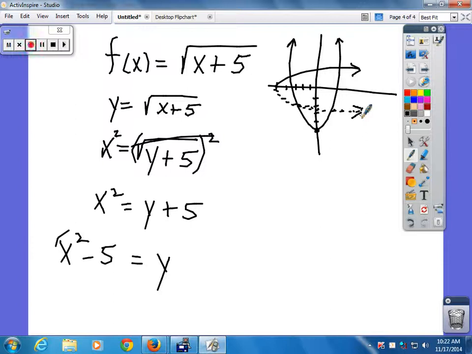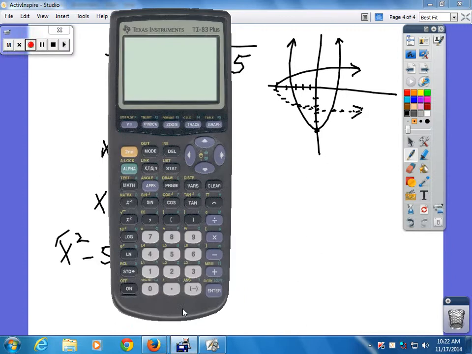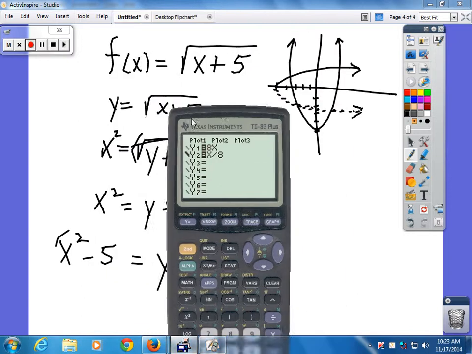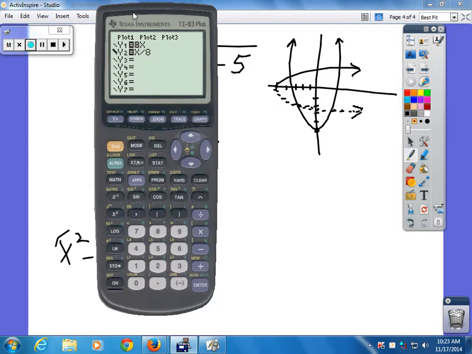Of a negative number. Negative 5. I mean, if you can't, this doesn't exist. Now, if you were to do it on your graphing calculator, the first one is square root of x plus 5, square root of x plus 5. Can't find it. Where's the square root button? There it is. Square root of x plus 5.